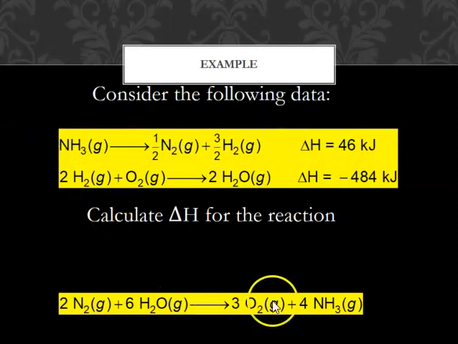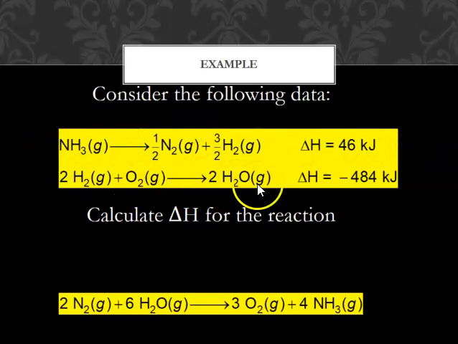The next thing I need to do is multiply this equation by something to get the right coefficient. I want a coefficient of 4. When I reverse this equation, this has a coefficient of 1, but I need to multiply everything by 4. So times 4, times 4, times 4. What do I do to my delta H? I multiply by 4. Once you've flipped and multiplied, you're done with that. You've done everything you can possibly do to it.